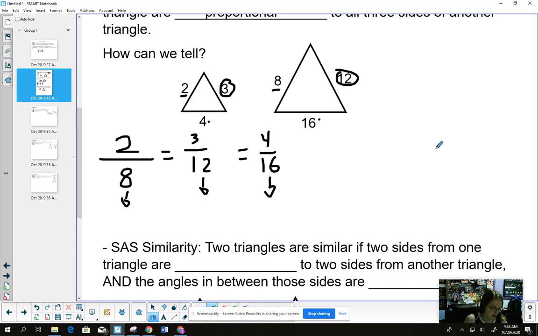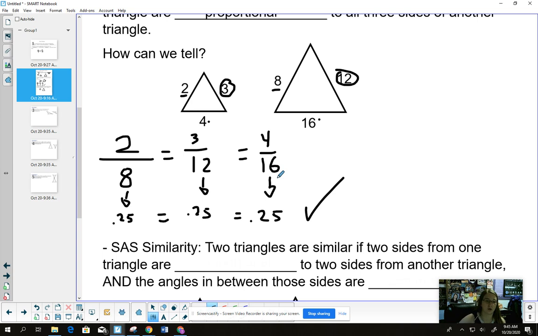What do we get? Okay, so for 2/8, 2 divided by 8, we get 0.25. For 3 divided by 12, we get 0.25. Hey, so far so good. And the last one, 4 divided by 16, is also 0.25. So what this means is we have the same scale factor from one shape to the next. If all of these fractions come out to be the same thing, that's good. That means these shapes are similar.